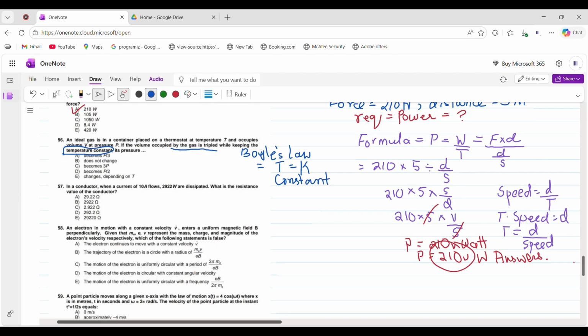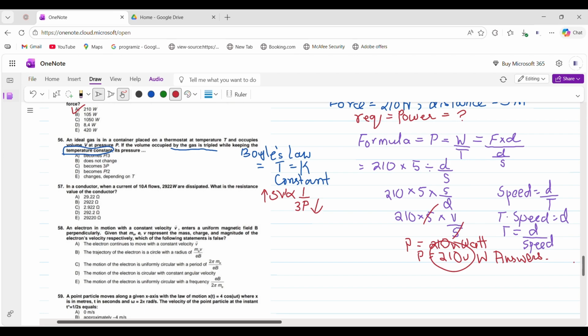Temperature here is constant. So basically, Boyle's law tells us the volume is inversely proportional to the pressure at constant temperature. This is the definition of Boyle's law. So basically, they are telling that they have tripled the volume. Means they have increased volume by 3 times. So it is inversely proportional to the pressure. So the pressure would be decreased by 3 times, right?